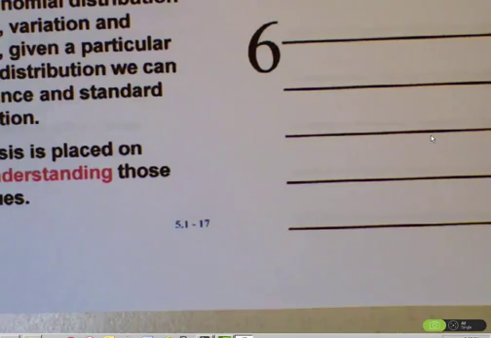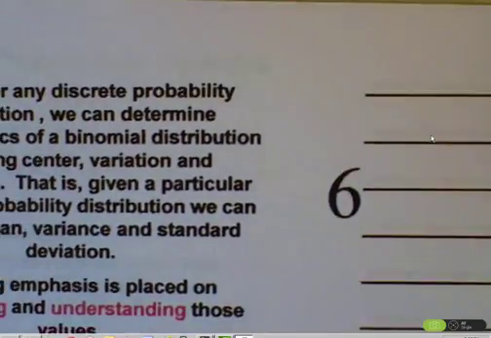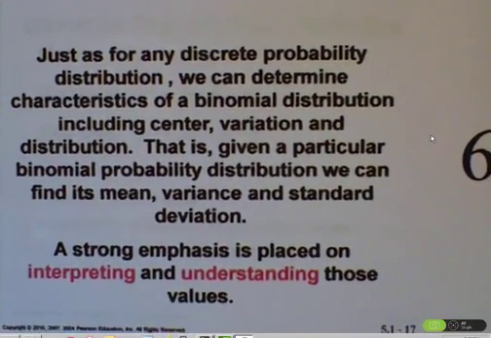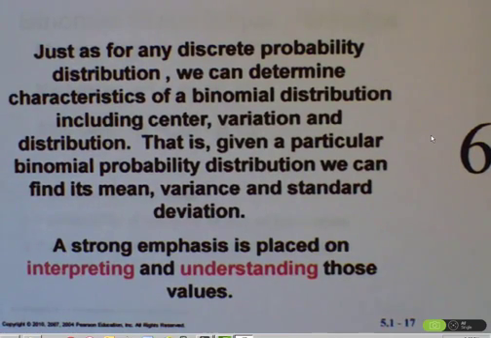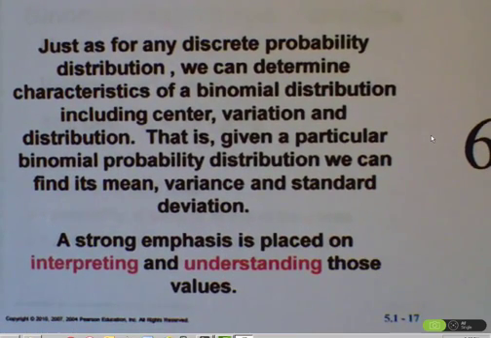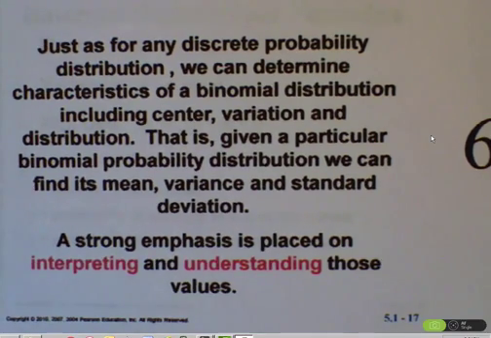All right, there's one other thing we need to talk about. In 5.2, we found the mean of a probability distribution. So we should be able to find the mean of a binomial probability distribution and also its standard deviation and its variance. We just need to be able to interpret these values and use them to say whether a certain value is unusual or not unusual.